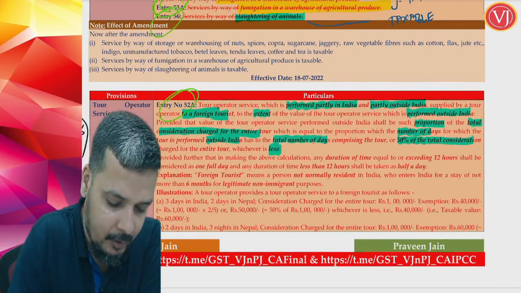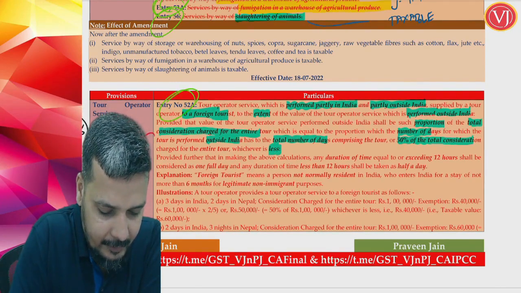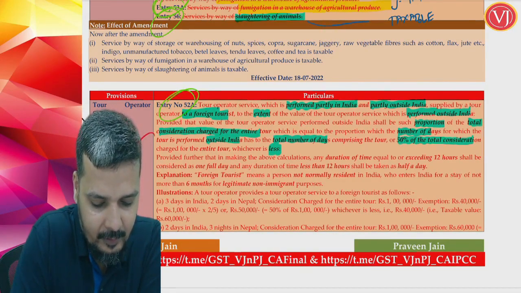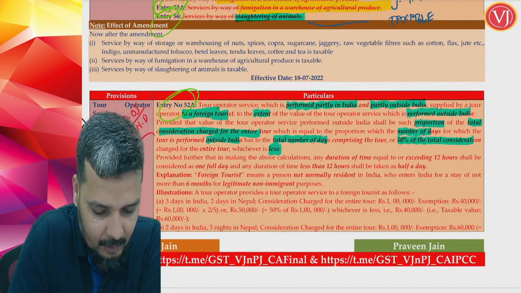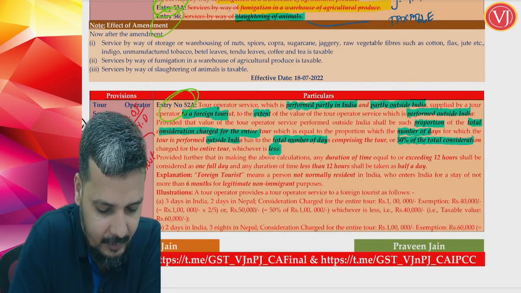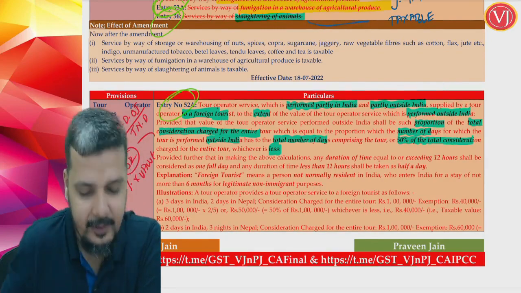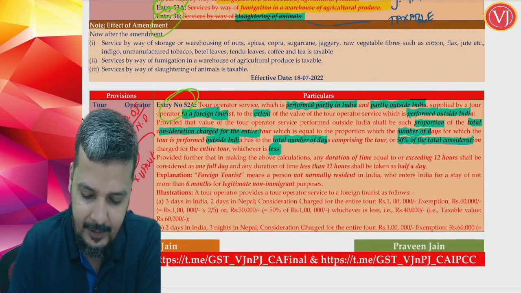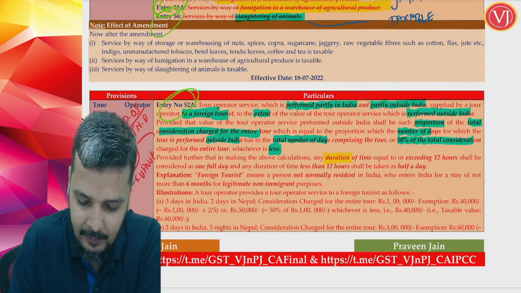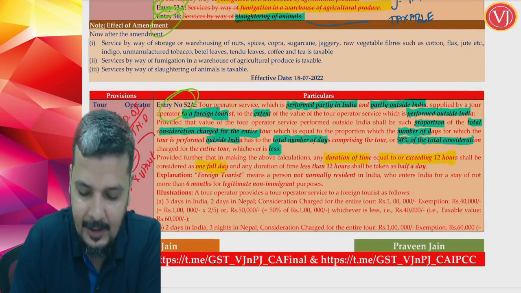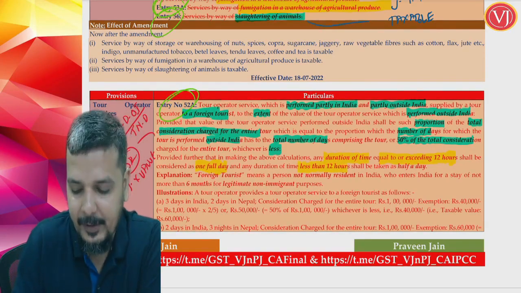So they are talking about the total tour value multiplied by the number of days outside India divided by the total number of days, or 50% of the total value of consideration. Whichever is less would be exempt, and the balance would be taxable. When calculating the number of days, if the duration spent is more than or equal to 12 hours, it will be considered one full day, and if it is less than 12 hours, it will be considered half a day.